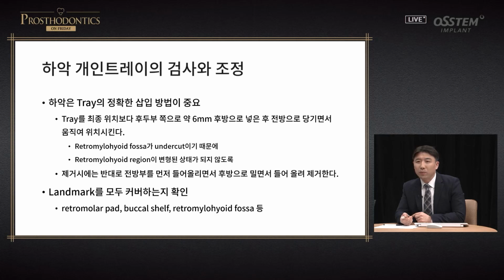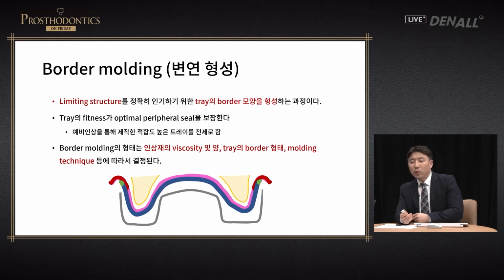One thing I want to point out is that if you make a tray using the retromylohyoid fossa, this is an undercut. If you try to put it in, it does not go in well. You need to put the tray back and then move it slightly forwards. In the case where you utilize a tray in fabricating a tray, the insertion path is very important.